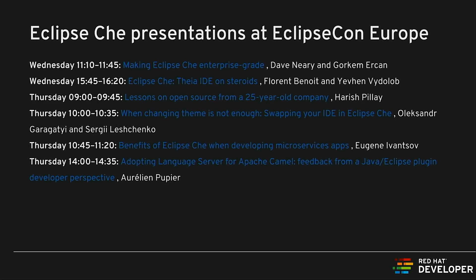We have a number of Che presentations here this week. After this one, Gorkem mentioned Eclipse Che IDE on steroids, which I've had a sneak peek of, and this presentation knocks my socks off. So if you're interested in Che, I would recommend you go to that one. Harish Pillai from Red Hat will be mentioning Che during his keynote tomorrow morning. And we have 3 other presentations about Che: changing the IDE; benefits of Eclipse Che when developing microservices applications, because as I was saying, the goal here is not to just be a container IDE, it is to help developers develop microservice applications more easily, to deploy and take advantage of container management platforms more easily with your applications; and feedback from Aurélien Pupier on his experiences developing a language server protocol implementation for Apache Camel.